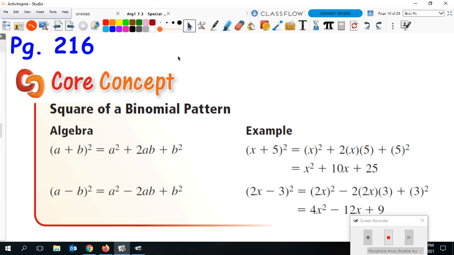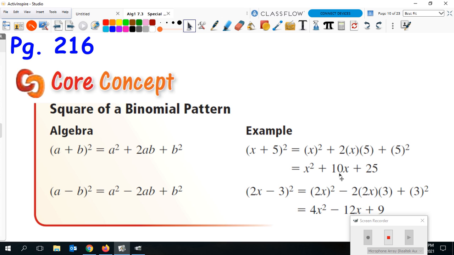All right, so here's the core concept. So the same idea, but you can see a couple examples shown here to you. X plus 5. So if we say, okay, I'm going to square x first, that's x squared. And then 5 times 5 for the last one is 25. And then these two times each other, 5x times a 2, is 10x for the middle one.